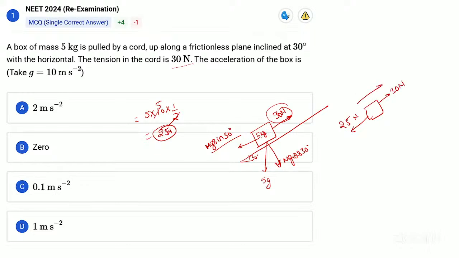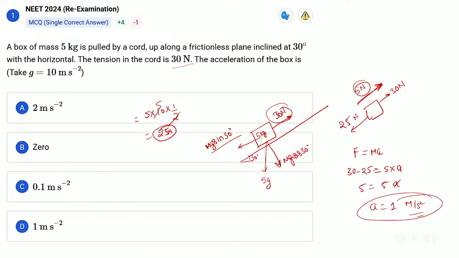Okay. So net force will be in the upward direction, along the inclined in the upward way. But that force should be 5 Newton only, the sum of these forces. So we know according to the Newton laws of motion, F is equals to ma. F is nothing but the F net. So it would be written as 30 minus 25 equals mass 5 kg into acceleration, 5a. So a here will become 1 meter per second square. So option D is the correct one.